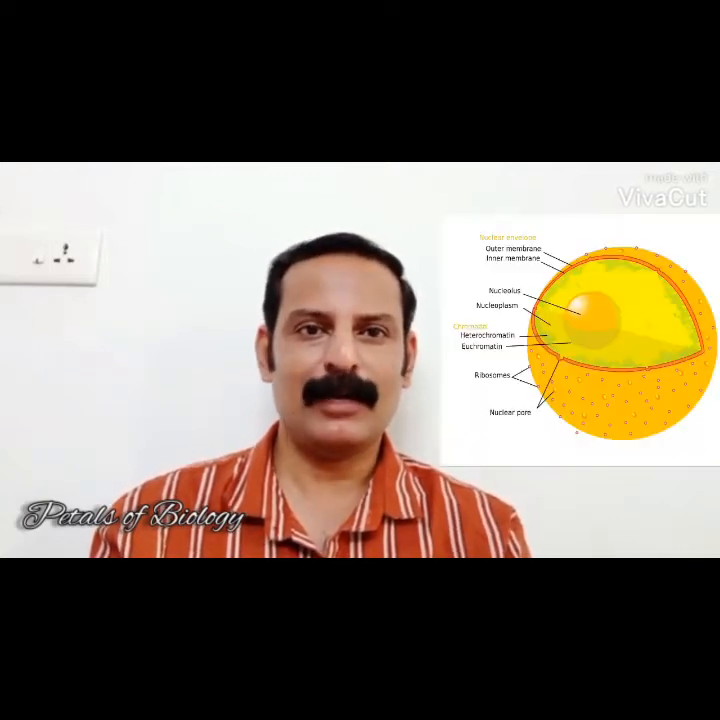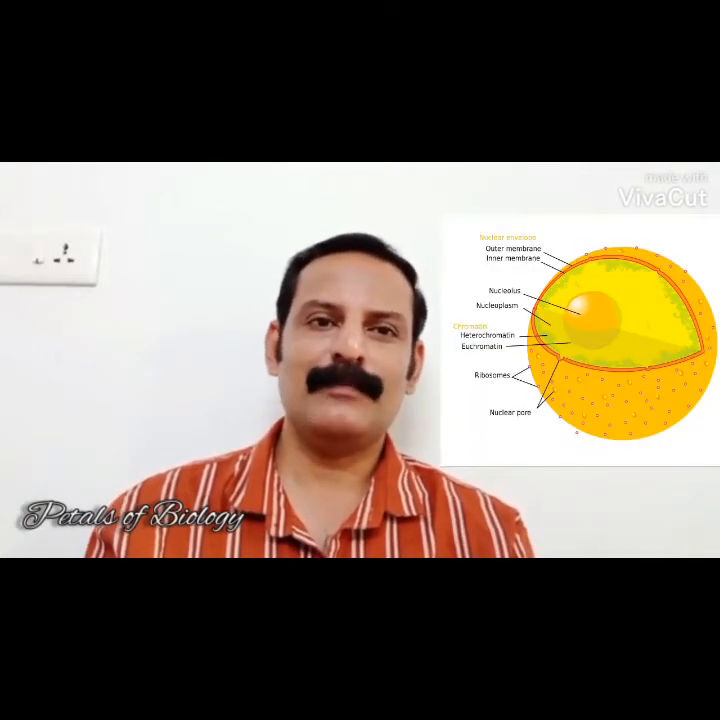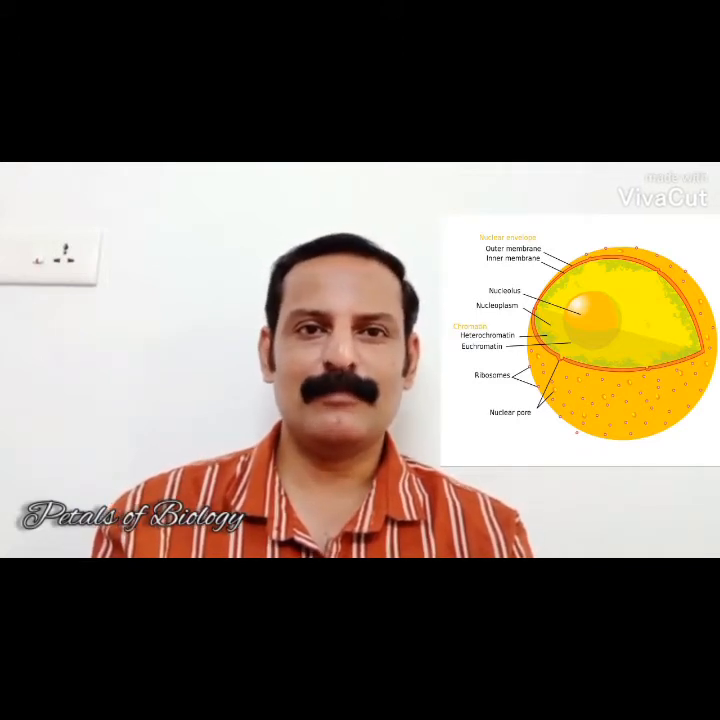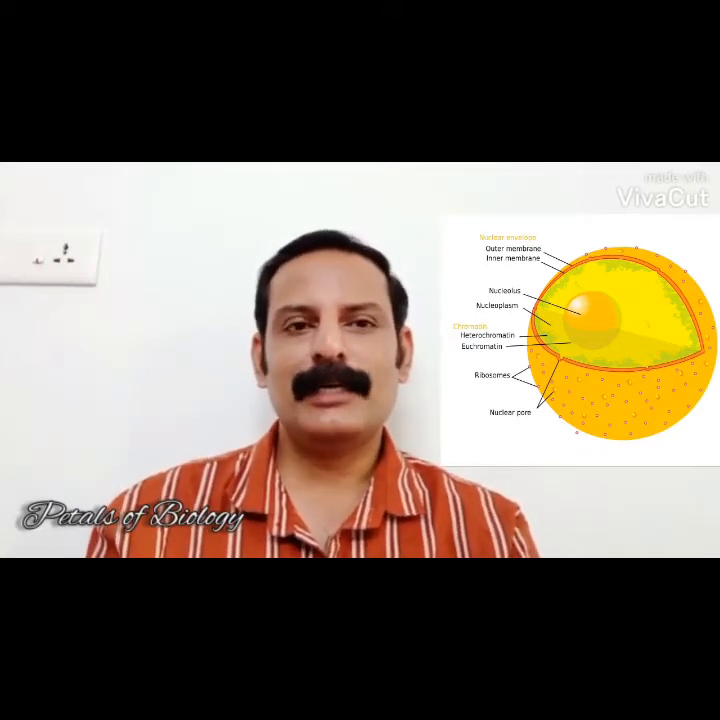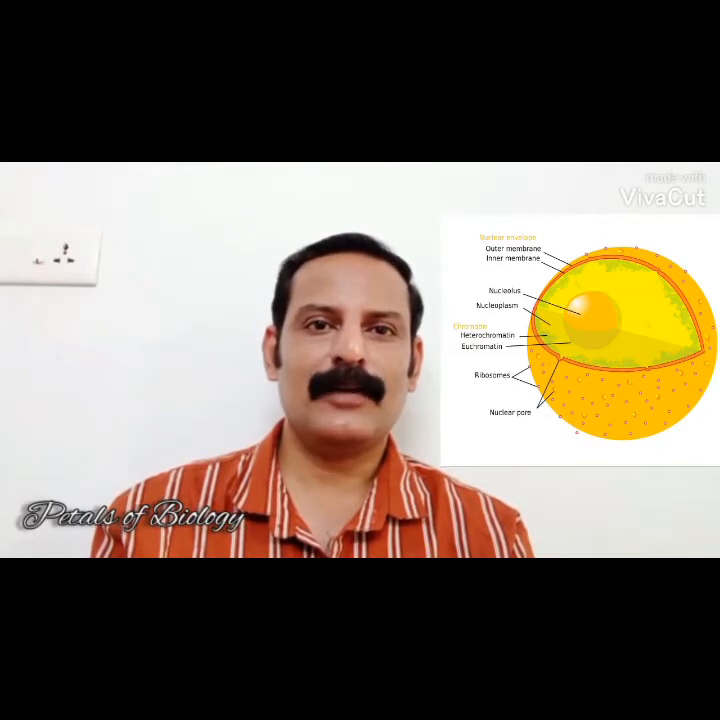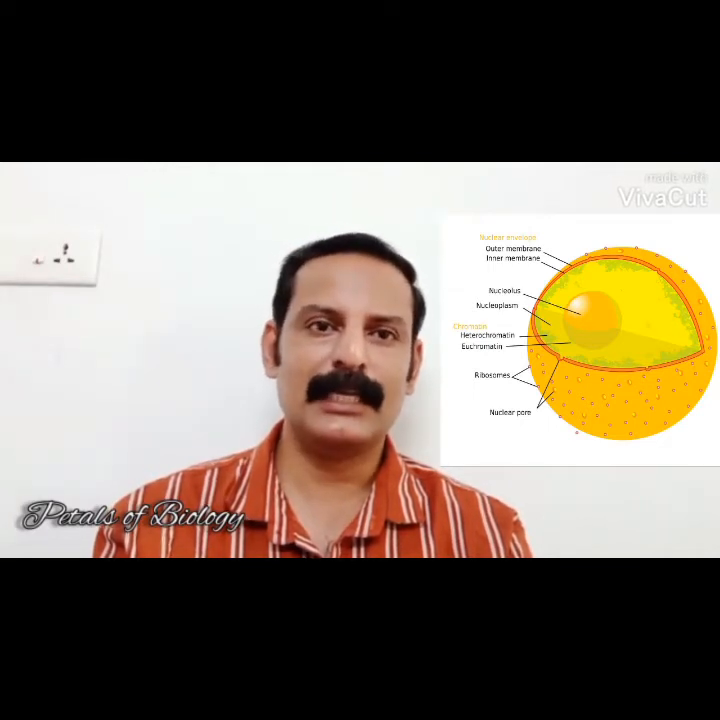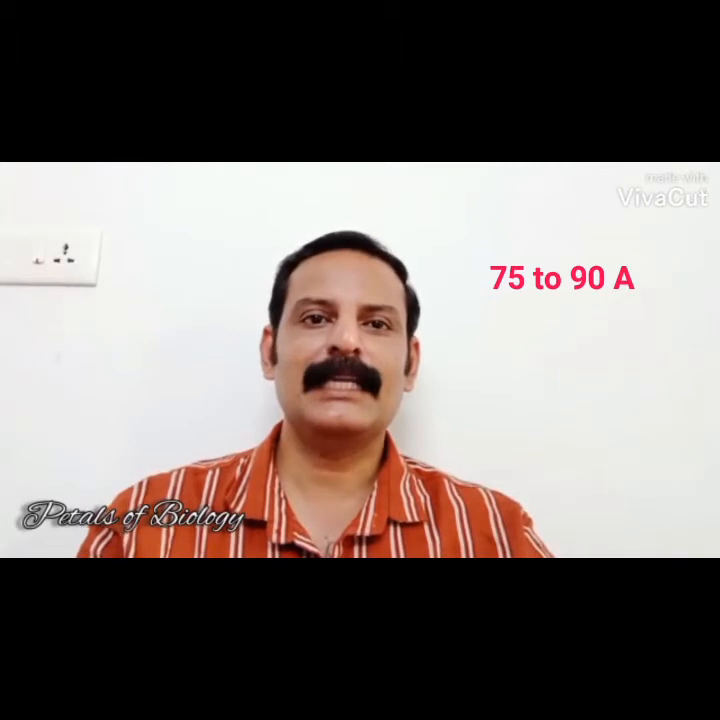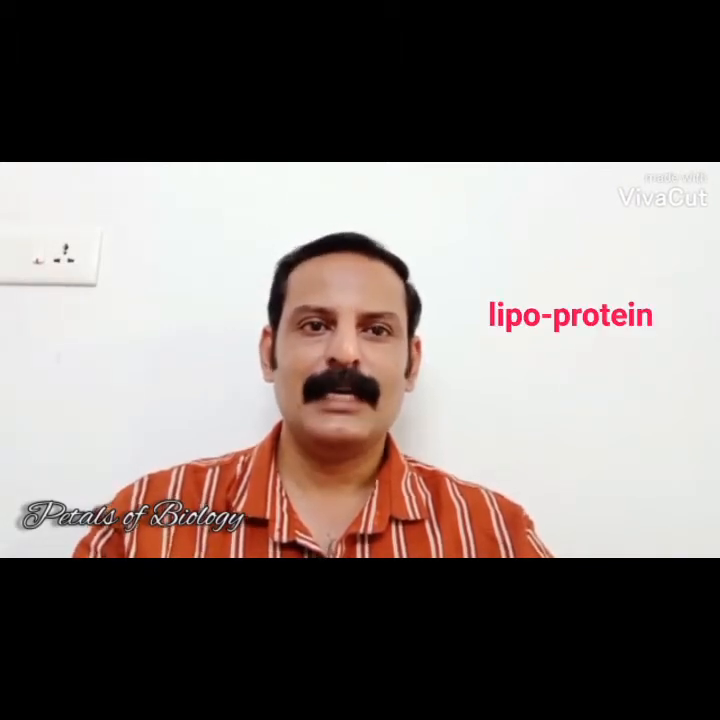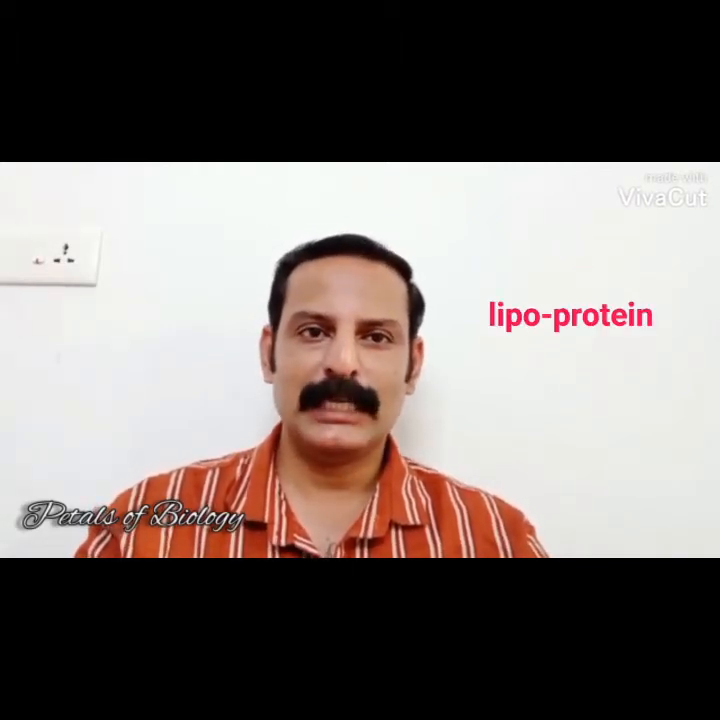The nuclear membrane forms an envelope-like structure around the nucleus, and it is commonly known as nuclear envelope. The nuclear envelope separates the nucleoplasm from cytoplasm. The electron microscopic studies of the nuclear envelope revealed that it is composed of two unit membranes, an outer membrane and an inner membrane. Each membrane is about 75 to 90 angstrom in thickness, and it is lipoproteinaceous in nature.